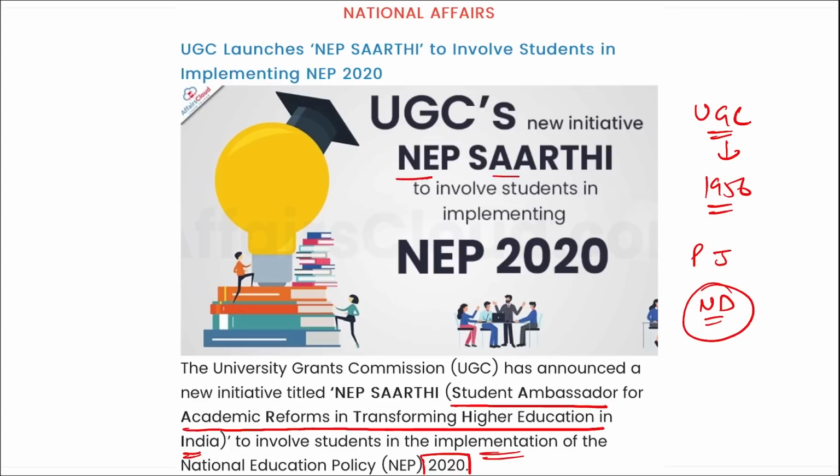Right? So this is your NEP Saarthi, which says that from every institution 3 students will be nominated and UGC will select a total of 300 NEP Saarthis from among various nominees, and they will be basically doing what? They will be making effective use of the provisions of this NEP 2020 and will create awareness about this NEP 2020. Correct? And what does this Saarthi stand for? Saarthi is Student Ambassador for Academic Reforms in Transforming Higher Education in India.